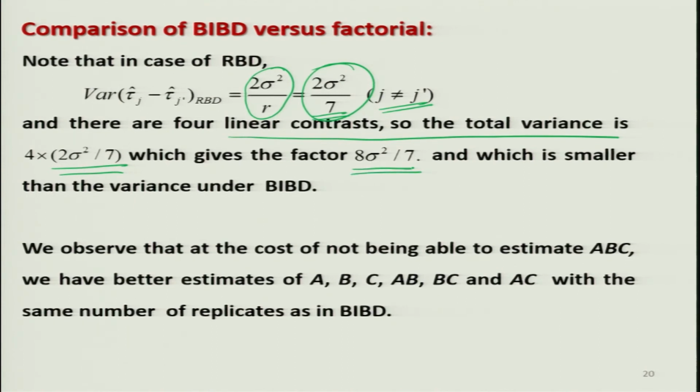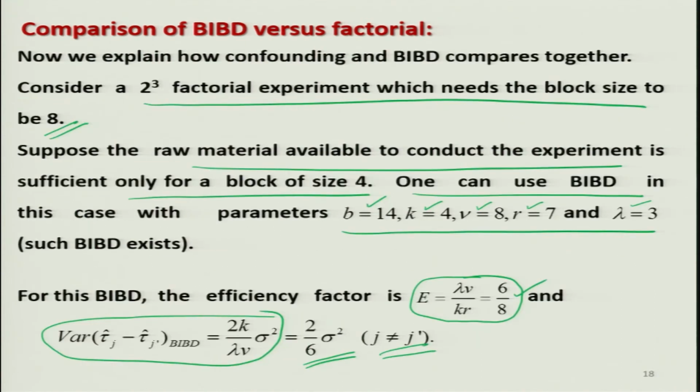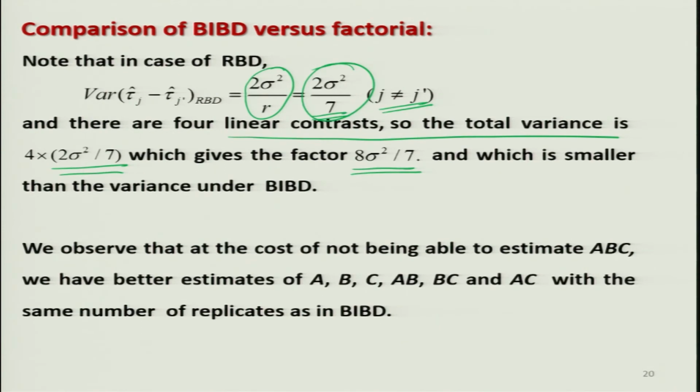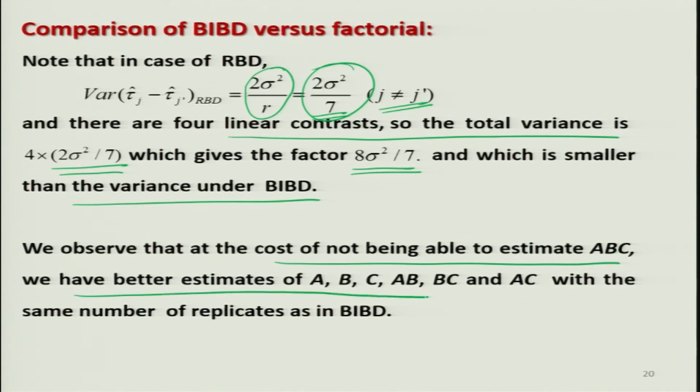And if you try to see here, this is the variance of this thing, and this is smaller than the variance under BIBD. So, we observe that at the cost of not being able to estimate ABC, we have better estimates of A, B, C, AB, BC and AC. ABC is not estimable, that cannot be estimated with the same number of replicates as in the case of BIBD, right.